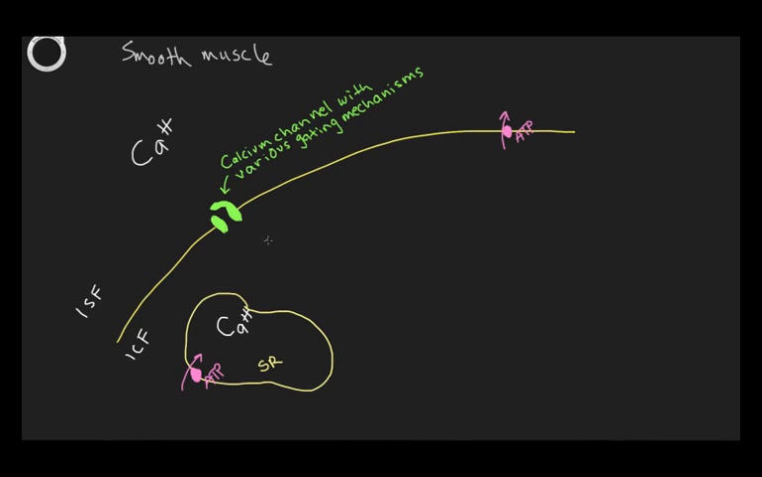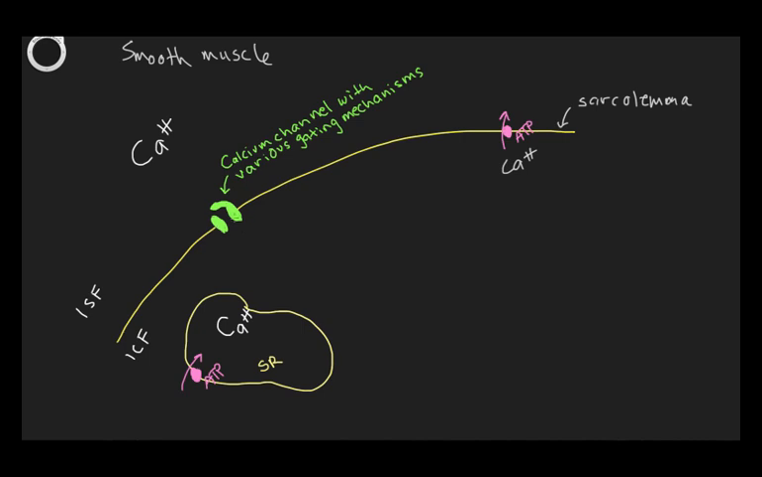So let's start with just orienting ourselves to this diagram. This yellow line here is representing the plasma membrane or sarcolemma of the smooth muscle. And on that membrane is a calcium ATPase, which is going to pump calcium out. We'll come back to that later. And of course, we have a calcium channel with various gating mechanisms. So as you've read in your notes, it could be a change in voltage, mechanical stretch, or a ligand binding.